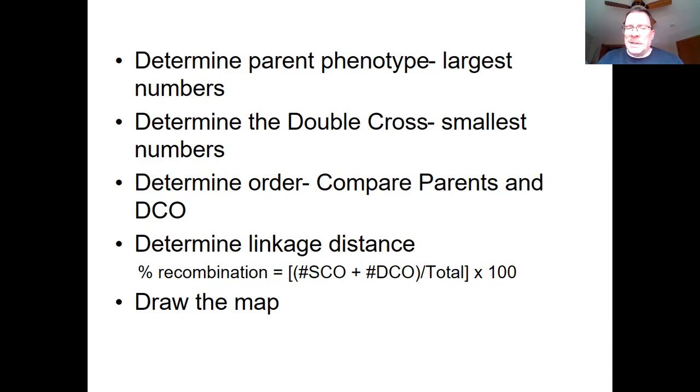Then determining the distance is just figuring out the percent recombination. So between two of those letters, like between A and B or B and C, you take all the single crossover numbers and don't forget to include the double crossover because it also crossed over there. Divide by the total number of progeny times 100 and draw the map.